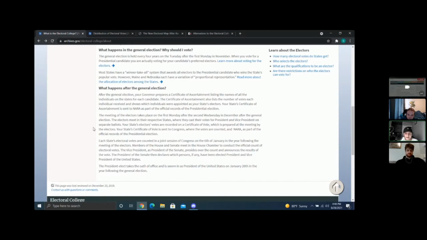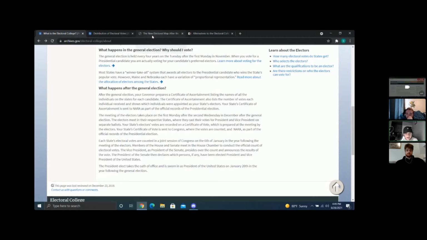Members of the House and Senate meet in the House chamber to conduct the official count of electoral votes. The Vice President, as President of the Senate, presides over the count and announces the results of the vote. The President of the Senate then declares which persons, if any, have been elected President and Vice President of the United States. The President-elect takes the oath of office and is sworn in as the President of the United States on January 20th in the year following the general election. So that's our system that we have now.